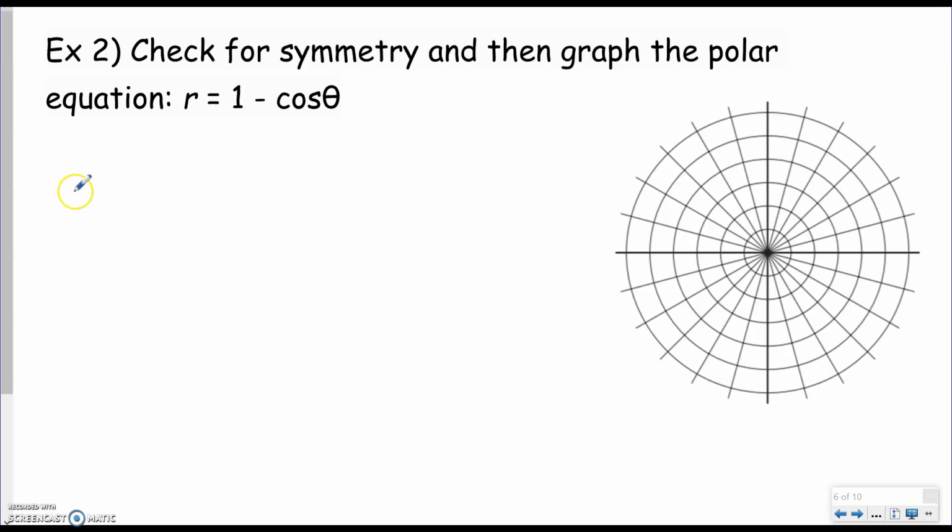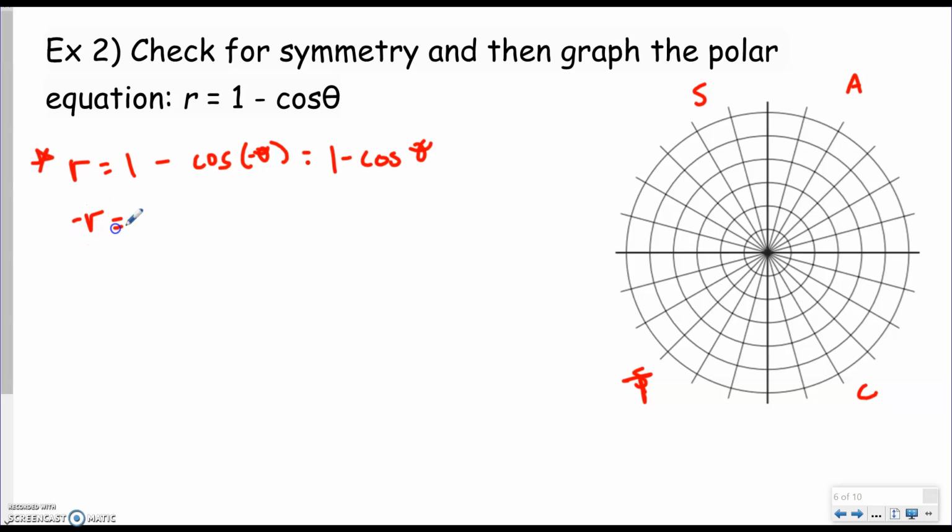So the first test for symmetry is to plug in negative theta and see if I get the same thing. So when I plug in negative theta, meaning if I go to this angle or I go to this angle, is my value the same? Well, since all students take calculus, cosine is going to be the same in those two. So if I go positive theta versus negative theta, this ends up being 1 minus cosine of theta. So we do know that that one works.